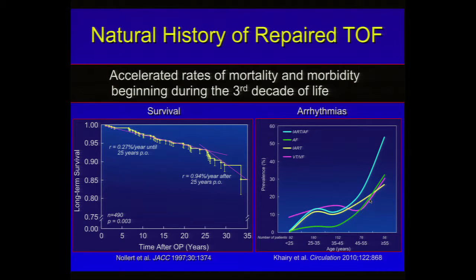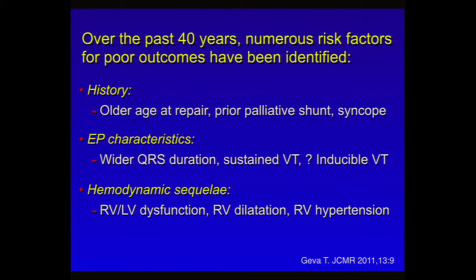And what we have learned over the past 40 years is that there are several risk factors that predict poor outcomes, including history, older age at repair, prior palliative shunts, having syncope, various electrophysiologic characteristics such as wider QRS duration, sustained VT, and hemodynamic sequelae.